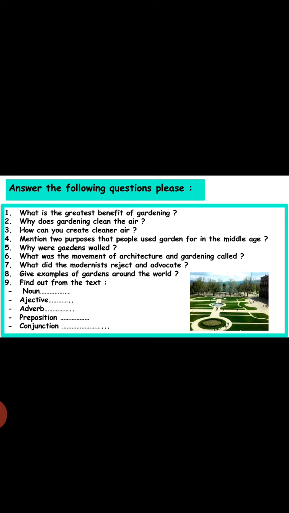Number 6, what was the movement of architecture and gardening called? Number 7, what did modernists reject and advocate? Number 8, give examples of gardens around the world. Number 9, find out from the text: noun, adjective, adverb, preposition, and conjunction.